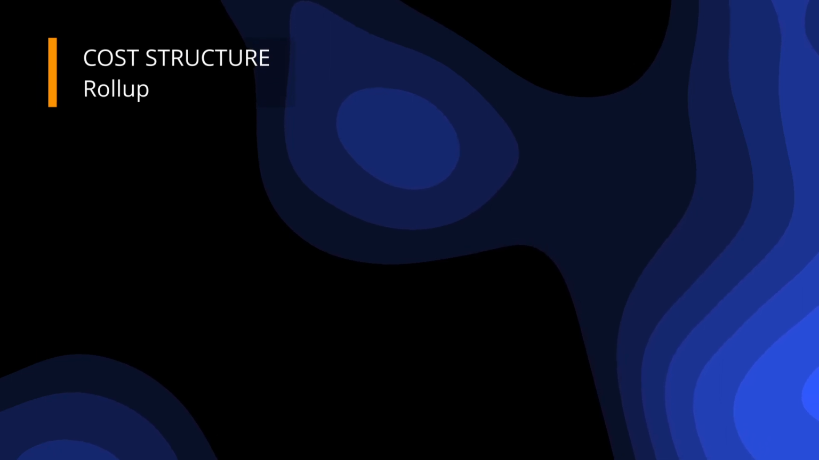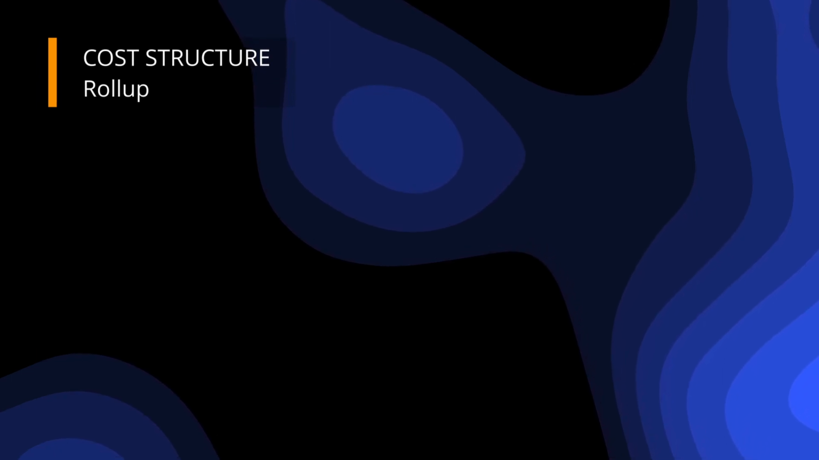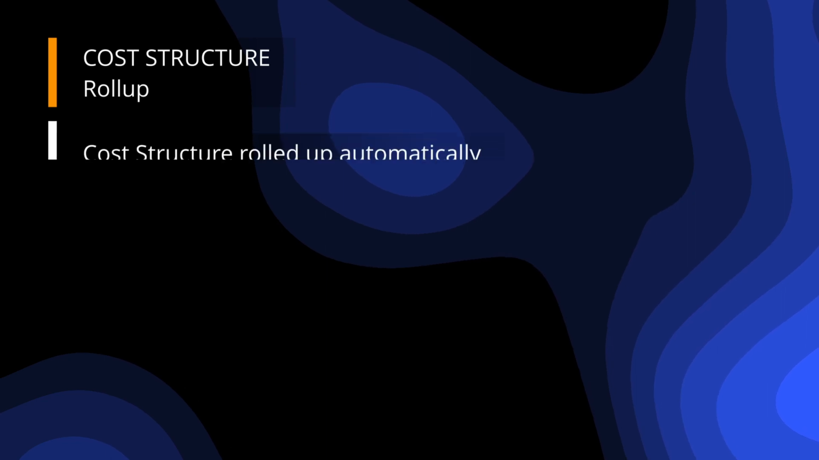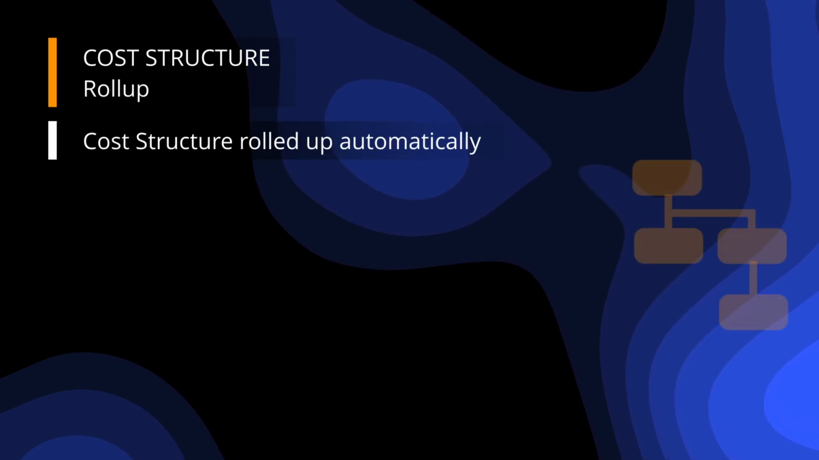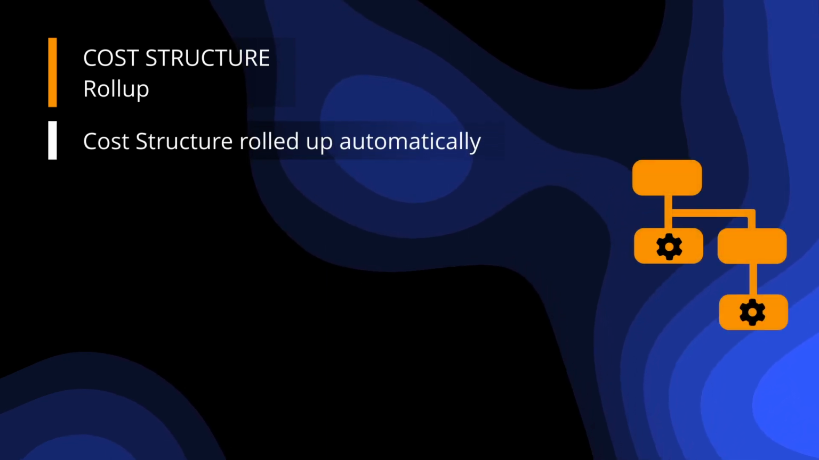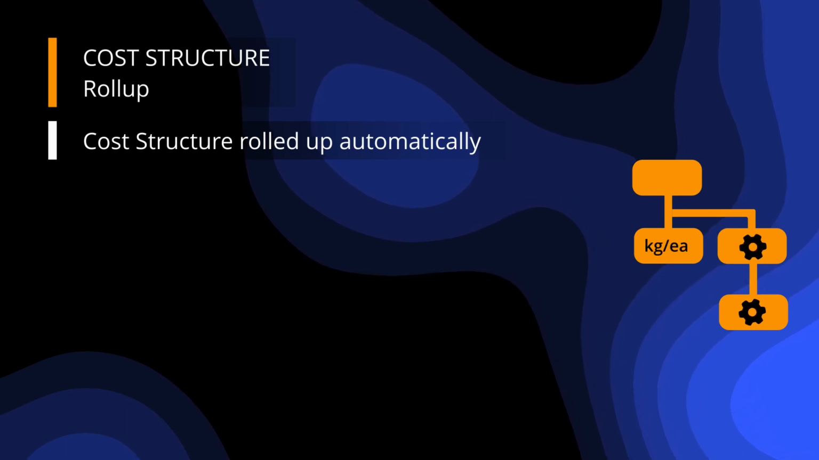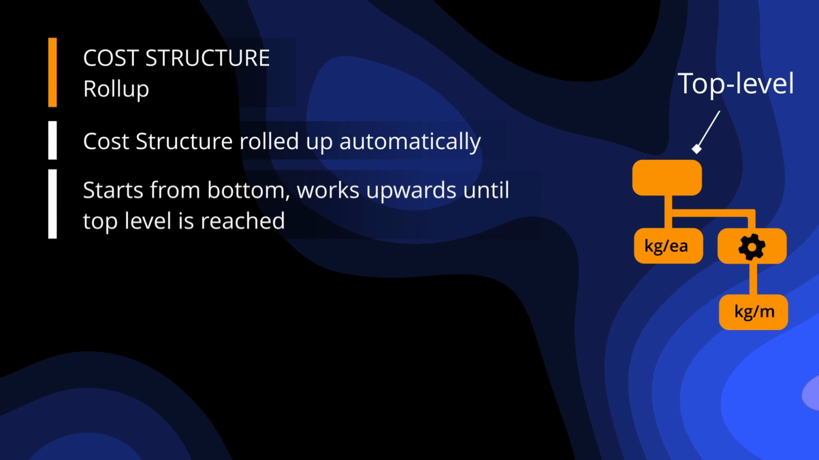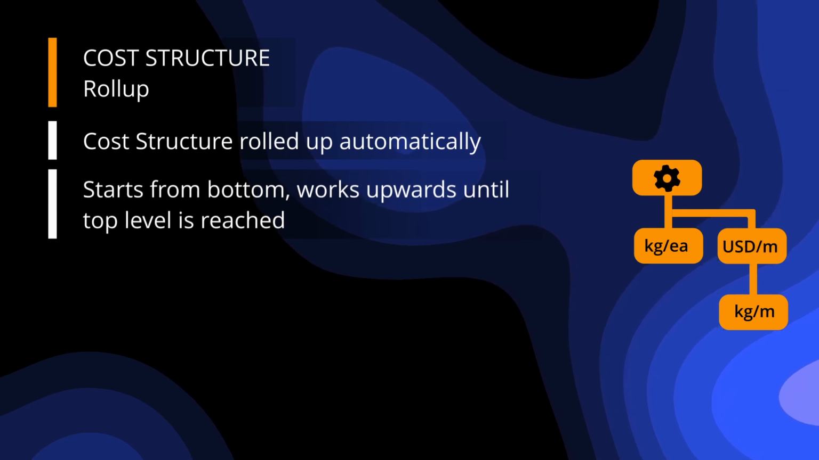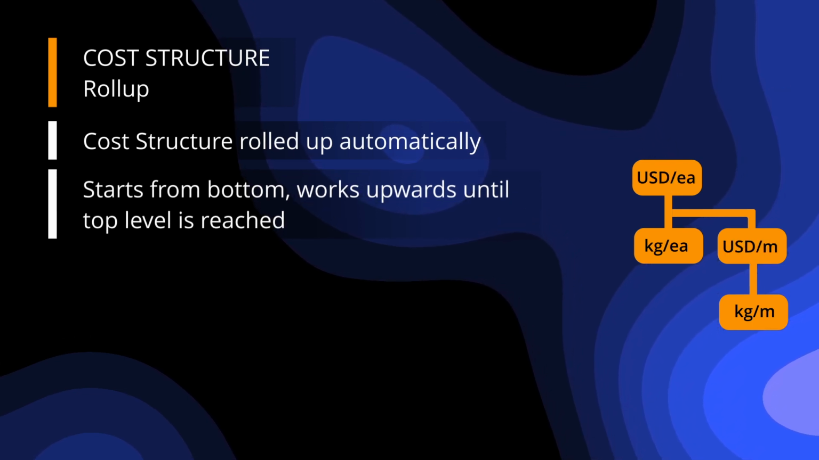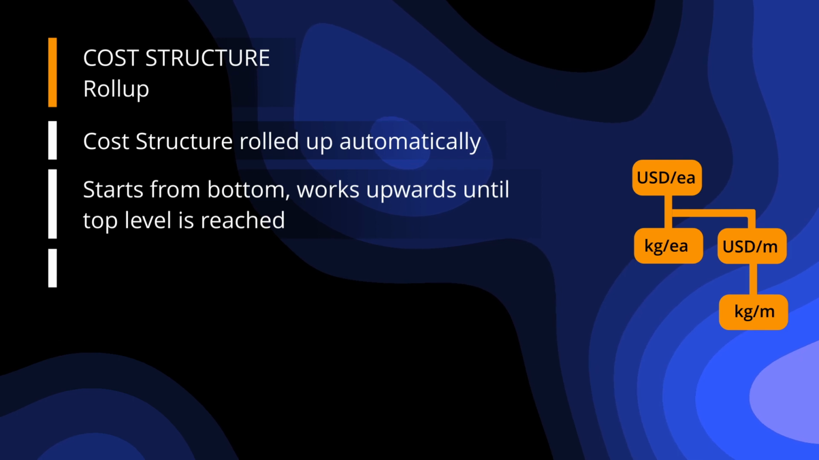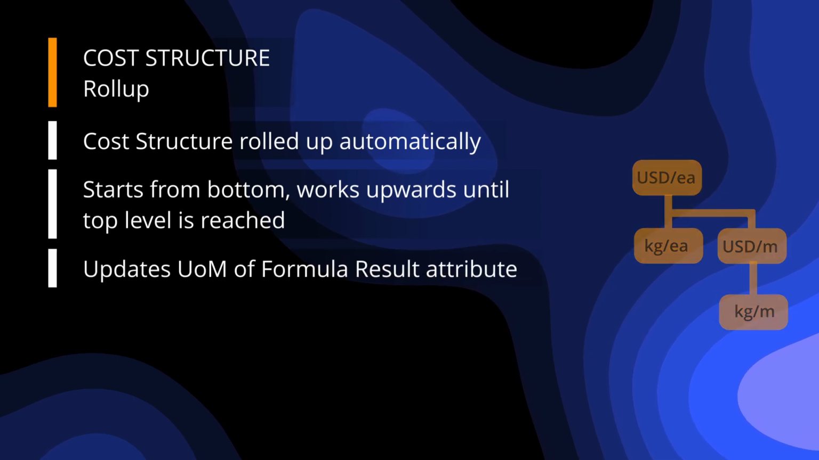Whenever you make a change to a cost item or any entity that it depends on, Mercenter recalculates or rolls up the cost structure. When we do this, we calculate the units of measure for all the cost items, starting from the bottom, working upwards until we reach the top level. The top level cost items are those without parents. What we're really doing, behind the scenes, is updating the unit of measure of the formula result attribute for each cost item we talked about before.